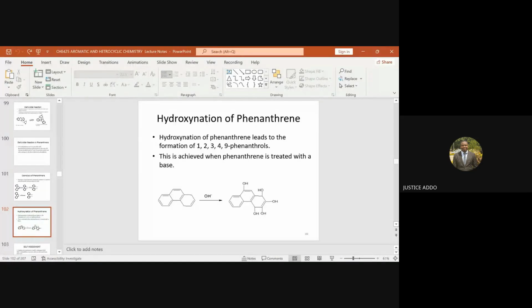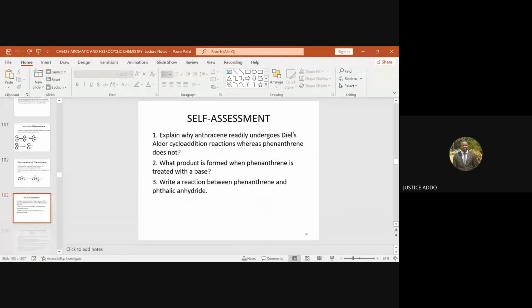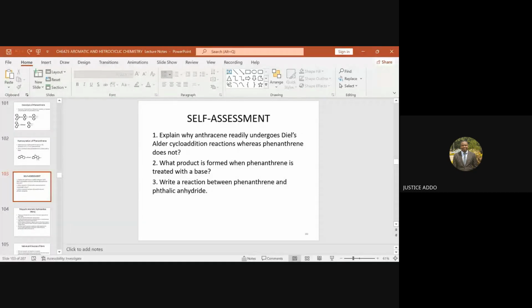Hydroxylation, you are just adding hydroxy group, okay? So the reaction of phenanthrene leads to the formation of 1, 2, 3, 4, 9 phenanthrols. So the position 1, position 2, 3, 4, 9 all get substituted with what? The hydroxy group, as you can see. And that is that for today.